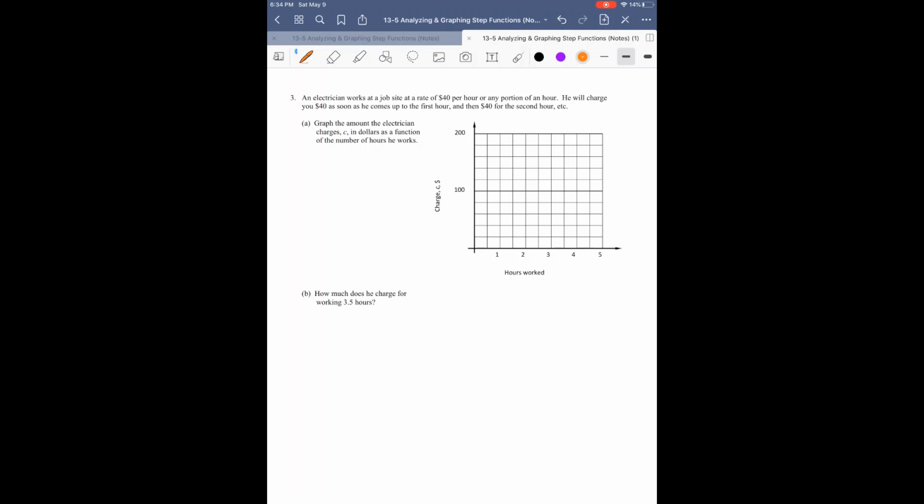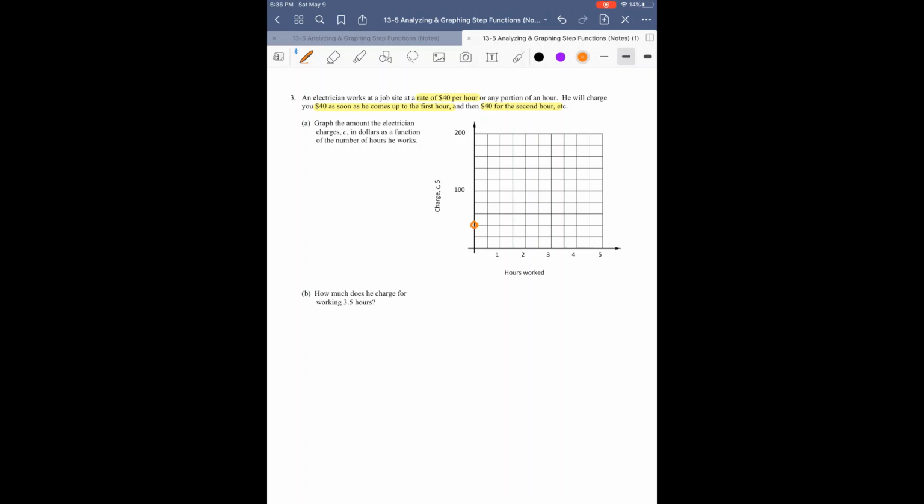So let's interpret this. It says he's going to charge a rate of $40 per hour. He will charge you $40 as soon as he comes up to the first hour, and then $40 for the second hour, etc. Once he starts working, the minute he comes to your house, you're automatically going to be charged that $40. Okay, so let's think. We're going to find out what 40 is. So I'm going to put a circle here. So let's think for a second.